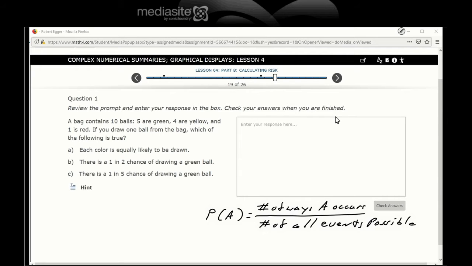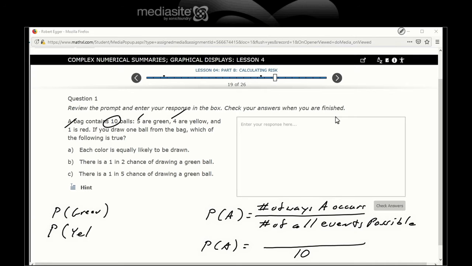So let's see, probability of A. How many events are possible? Well, we have 10 balls. So there are 10 possible events. 5 events are green, 4 events are yellow, and 1 event is red. So it depends what you're looking for. Probability of pulling a green ball, probability of pulling a yellow ball, probability of pulling a red ball.